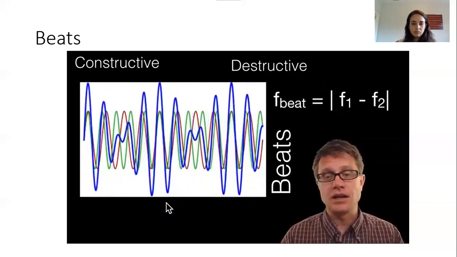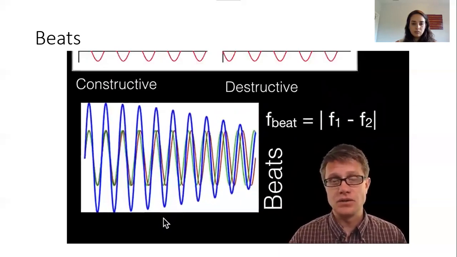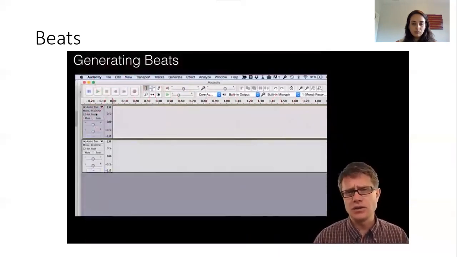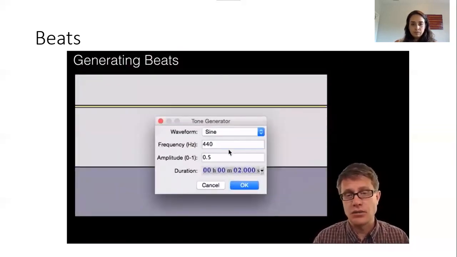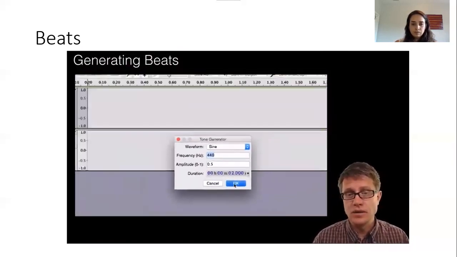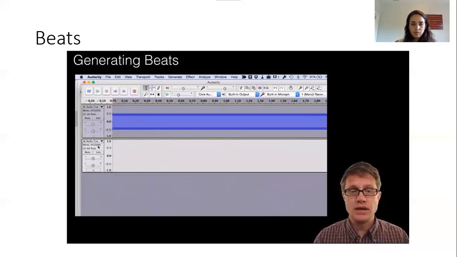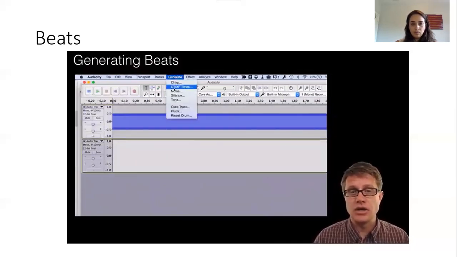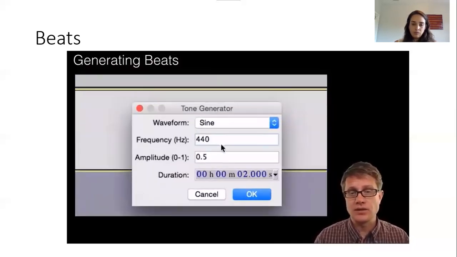How do you calculate it? Again, it's frequency 1 minus frequency 2, absolute value of. Let's do a sample of that. I'm using Audacity, a little music software, and I'm going to generate some tones. I'm going to generate a 440 hertz tone, so that'll be in one track. Then I'm going to add another track down here, and we're going to generate another tone. We'll make this one slightly different.